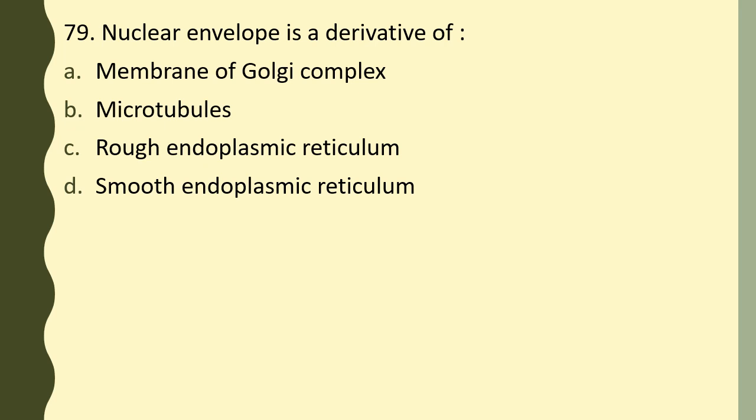Question number 79. Nuclear envelope is a derivative of cell membrane of Golgi complex, microtubules, rough endoplasmic reticulum, smooth endoplasmic reticulum. Nuclear envelope is derivative of. The correct answer is option C, rough endoplasmic reticulum.